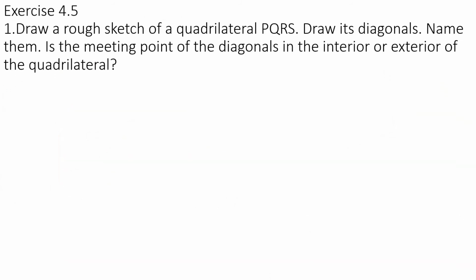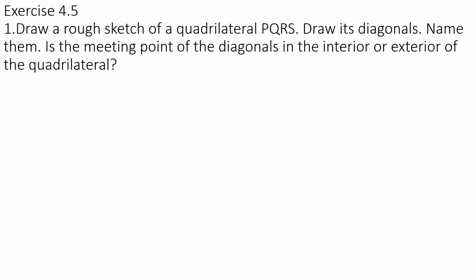Next we are going to see exercise 4.5. Draw a rough sketch of quadrilateral PQRS. Draw its diagonals. Yes, we know about diagonals, a line segment joining two non-consecutive vertices. Do you all remember? We saw the definition of diagonals. Then name them. Then, is the meeting point of the diagonals in the interior or the exterior of the quadrilateral?